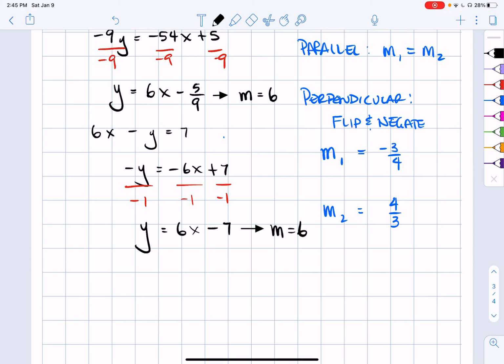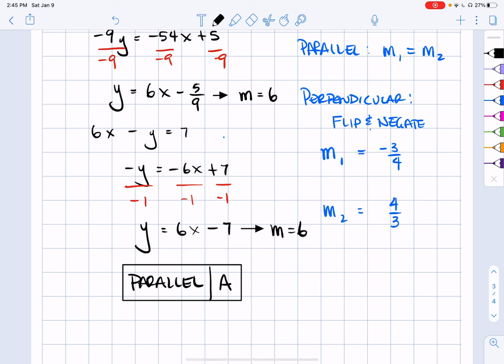Oh, look, the two slopes are exactly the same. So therefore, it is parallel, which is A. So there we go. My box.